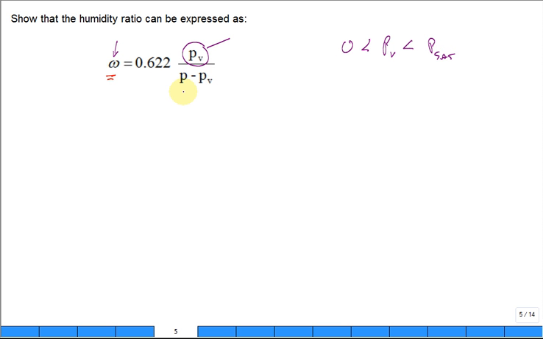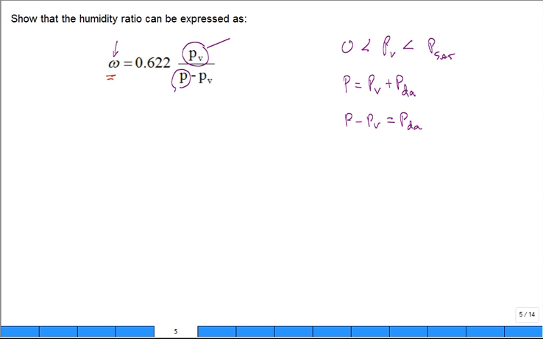What is P? P is the mixture pressure. It's the total moist air pressure. So P is equal to the PV plus pressure of dry air. True? So right in the denominator, they have P minus PV. Well, guess what that is? That's the partial pressure of the dry air.